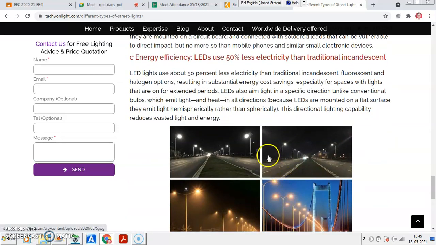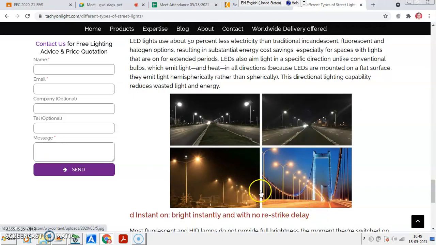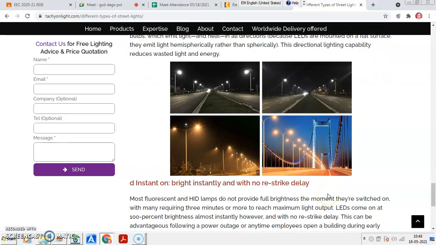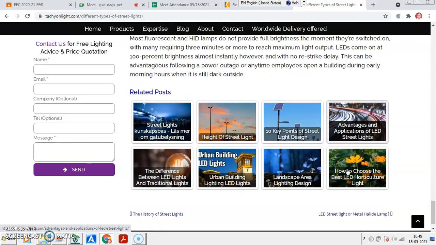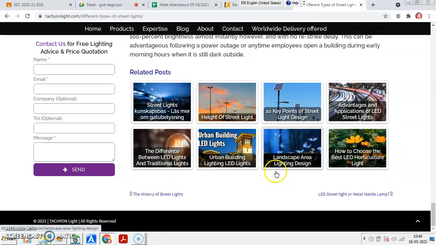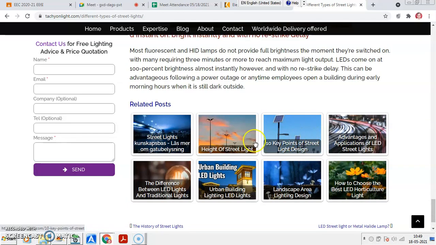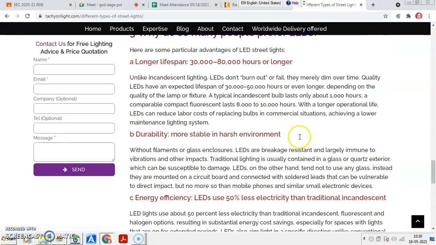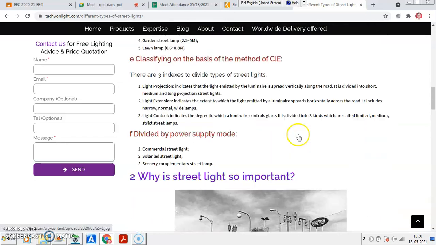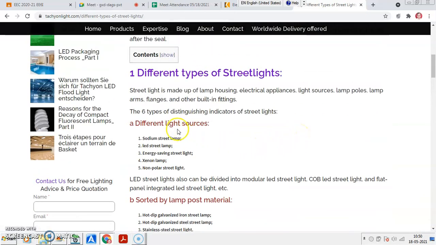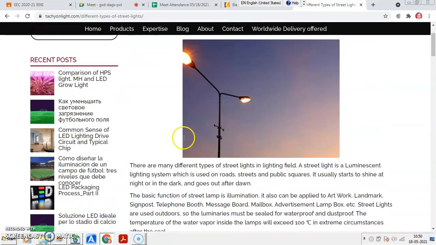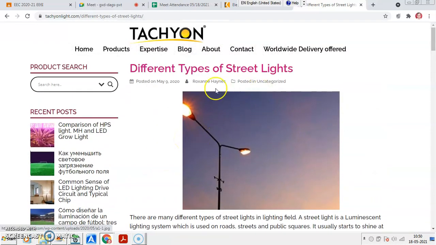So these are different illumination schemes. You can have street light illumination, different street light illumination schemes. So you must have the idea of what exactly a street light is and why it is required. What is the purpose especially?